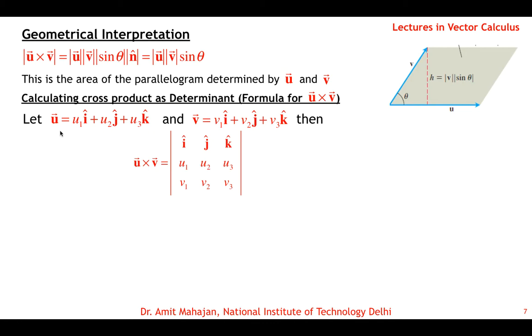Okay, so if u vector is a vector in space written as u1 i cap plus u2 j cap plus u3 k cap, and v vector is another vector in space, then u cross v can be calculated by the determinant where the first row is written as the unit vectors in the direction of x, y, z. The second row is written for the vector components of u vector, and the third row as the components of v vector.